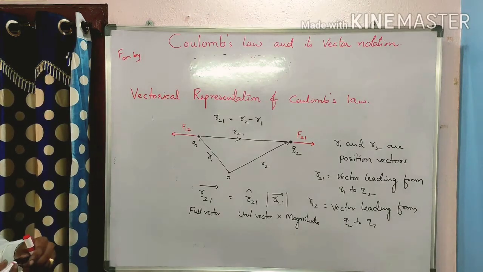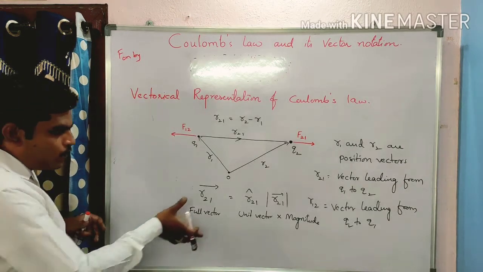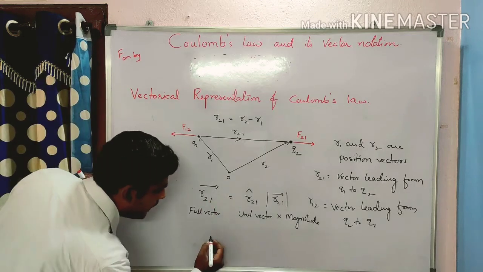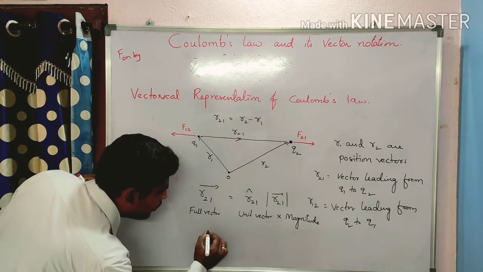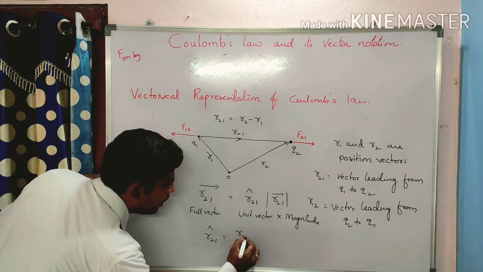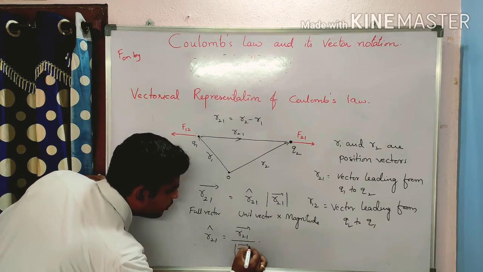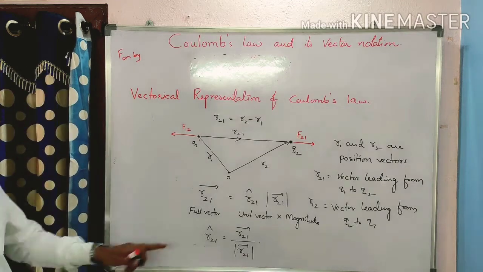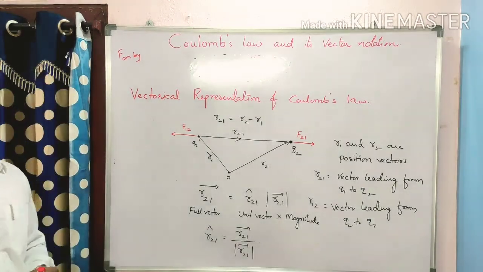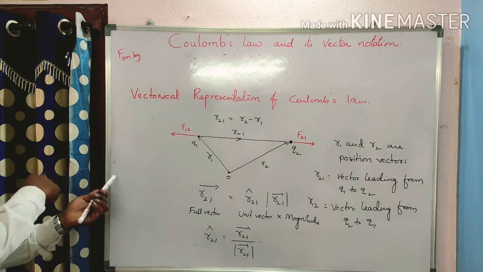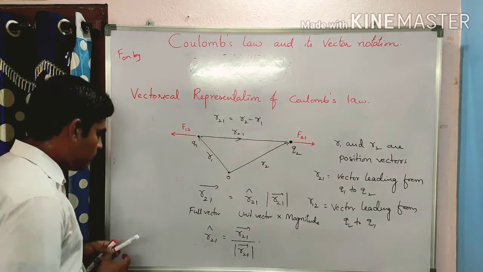Okay, so we can write like this. Now by using this one we can write the unit vector R21 is equal to R21 vector by magnitude of the R21. A full vector by magnitude of the vector. Right? Now we'll go to Coulomb's law. Once let us come to Coulomb's law.